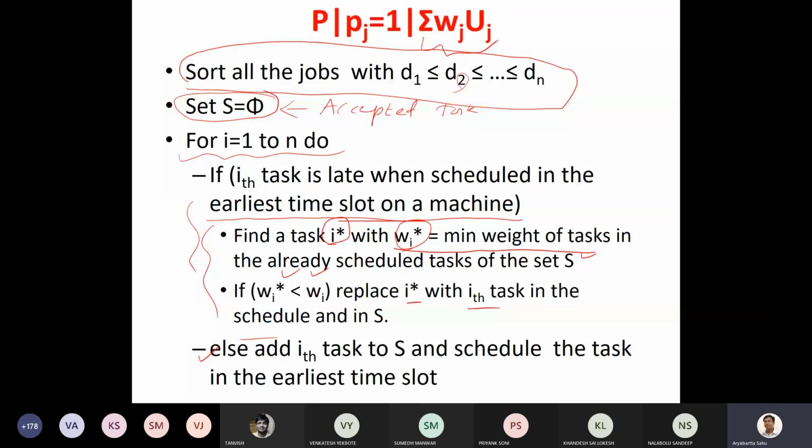Is this clear? Any doubt? Okay, so let's move towards another problem. So similar thing, but what is the difference?